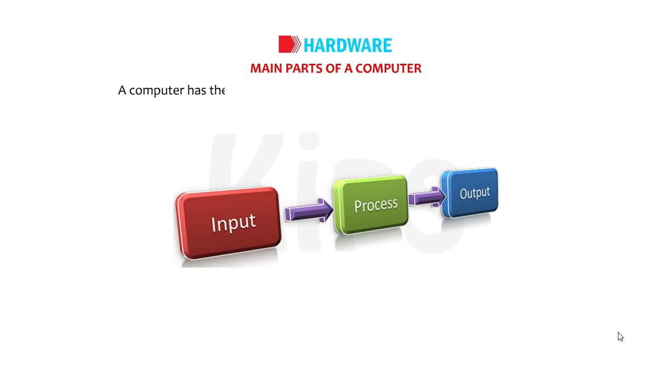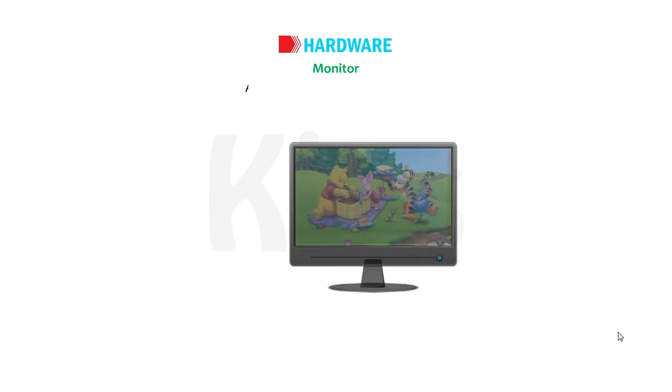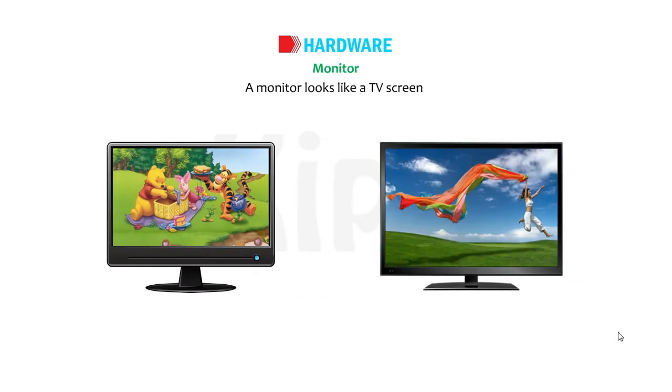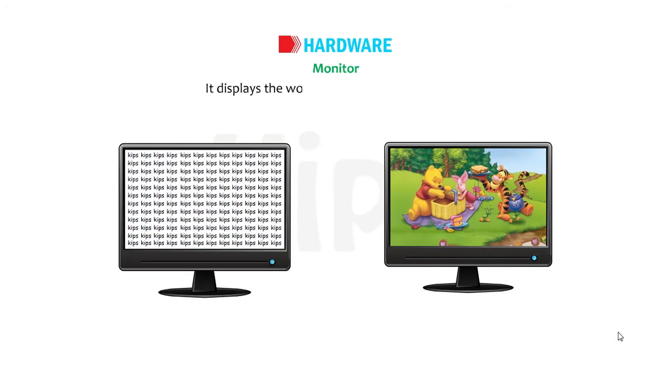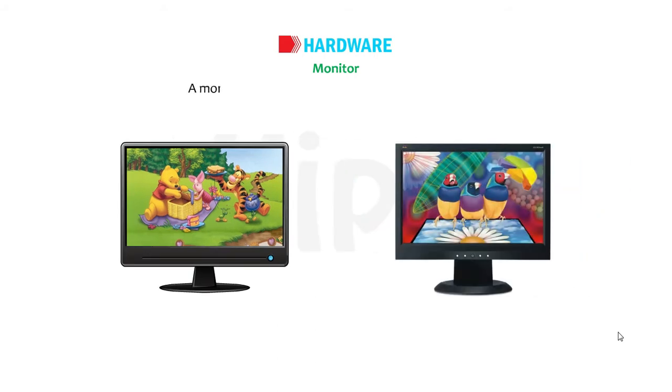A computer has the following four main parts that help in performing the IPO (input, process, output) cycle. Monitor. A monitor looks like a TV screen. It displays the work that we do on a computer. It also displays the movement of the mouse pointer on the screen. A monitor is also known as VDU, Visual Display Unit.